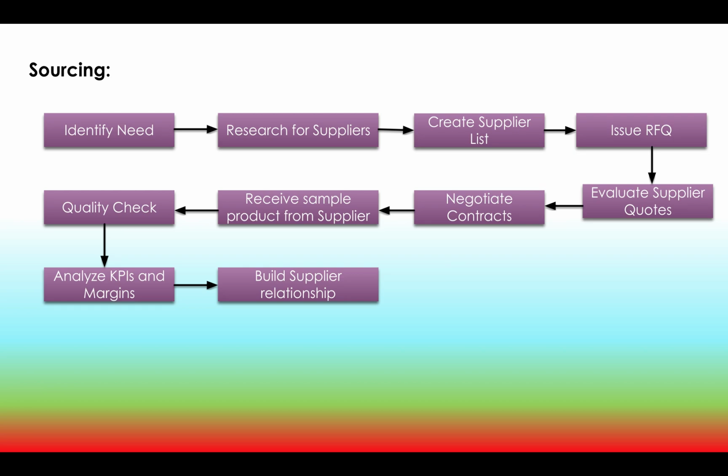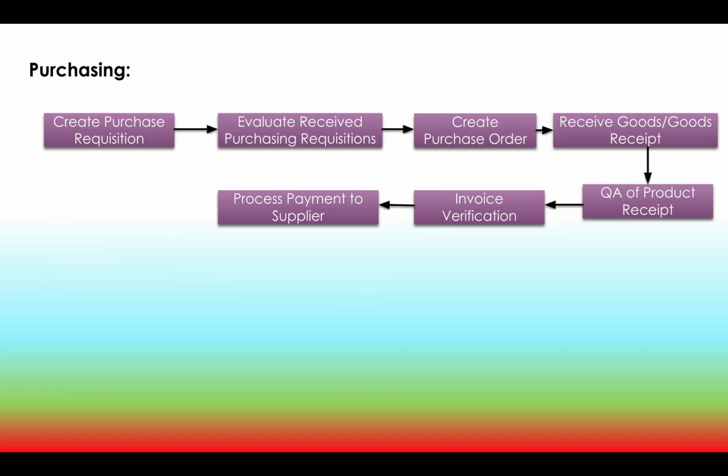After this, they build a supplier relationship. So this is done. We have identified a supplier. From all these steps, we have identified the supplier who supplies the required material or service for us. So this is the sourcing part. Now we can go to the purchasing part.